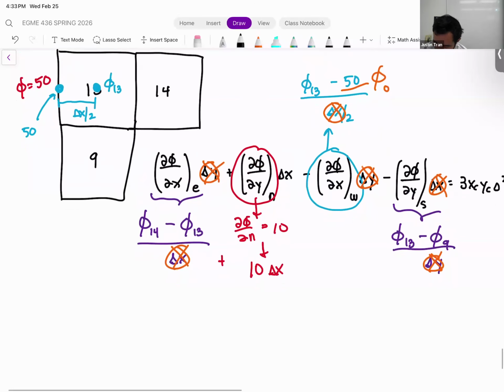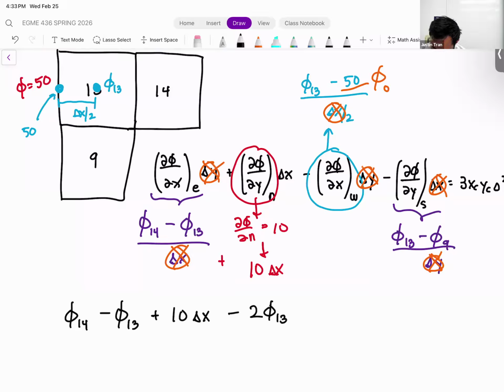Okay. All right, so let's go ahead and write every expression down here. So we have phi 14 minus phi 13 plus 10 delta x. We have a 1/2 in the denominator for this blue term here, so I'm just going to put it up into the numerator. So this is going to be a minus 2 phi 13 plus 2 times 50, which is 100. Okay. Minus phi 13 plus phi 9 comes from the south derivative. Okay. And this is equal to 3 xc yc delta squared.